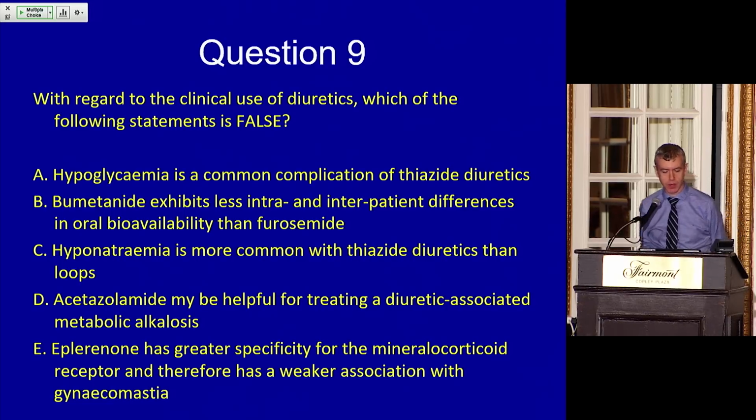Okay, question 9. With regard to the clinical use of diuretics, which of the following statements is false? Hypoglycemia is a common complication of thiazide diuretics. Bumetanide exhibits less intra- and inter-patient differences in oral bioavailability than furosemide. Hyponatremia is more common with thiazides than loops. Acetazolamide may be useful for treating a diuretic-associated metabolic alkalosis. Eplerenone has greater specificity for the mineralocorticoid receptor and therefore has a weaker association with gynecomastia. So which of those is false?